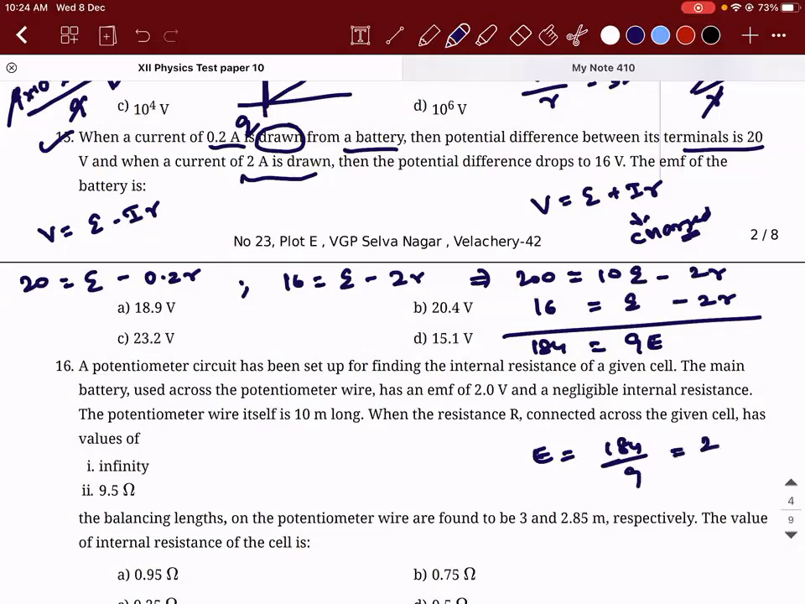Approximately 20, sir. 20.40, right? 20.4 something will come. This is the answer. So it is 20.4 volt.